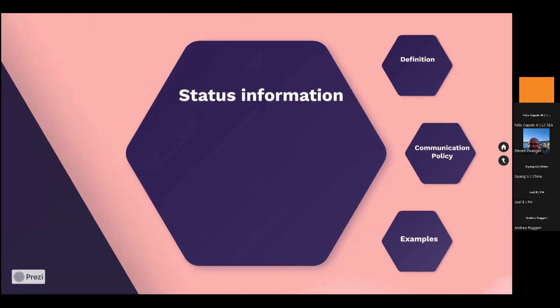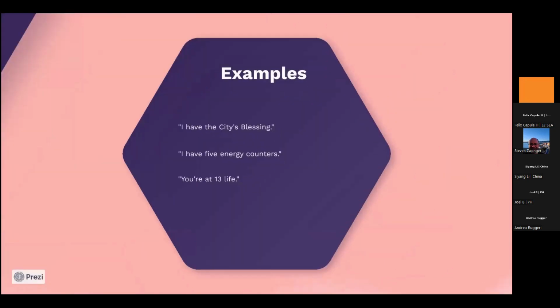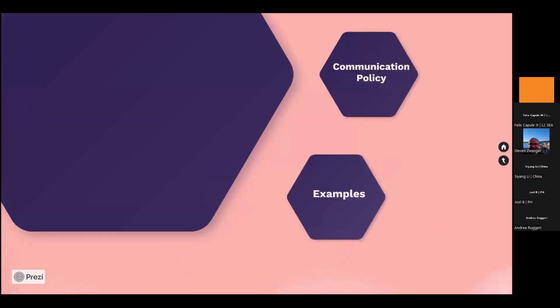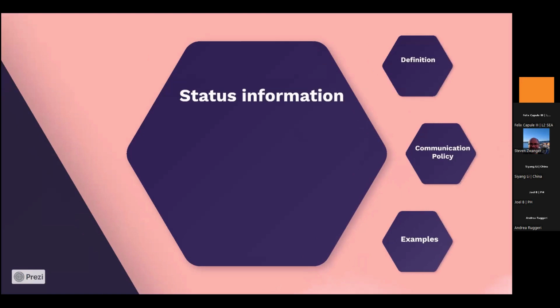So some examples of statements about status information. I have the City's Blessing, or I have the initiative. I have 5 energy counters, because energy counters are counters attached to a player, or saying to the opponent, you are at 13 life. These are all statements about status information. They must be correct. And as I said, players are required to proactively announce changes to status information.